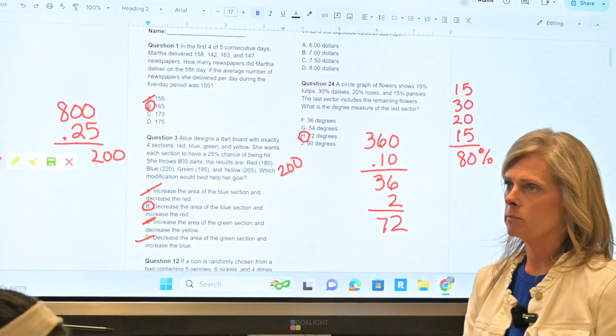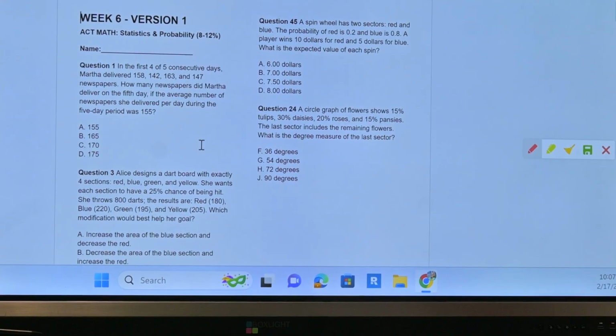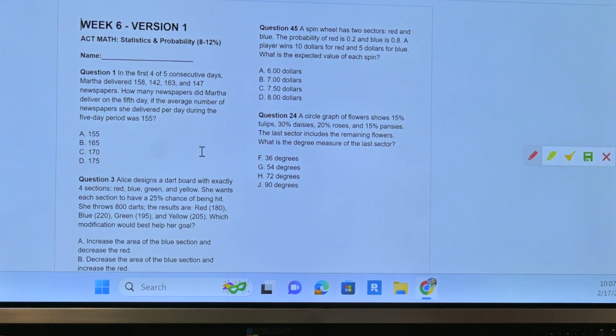How do you guys feel about that one? Good, okay. The blue is 0.8. A player wins $10 for the red and $5 for the blue. What is the expected value of each spin?